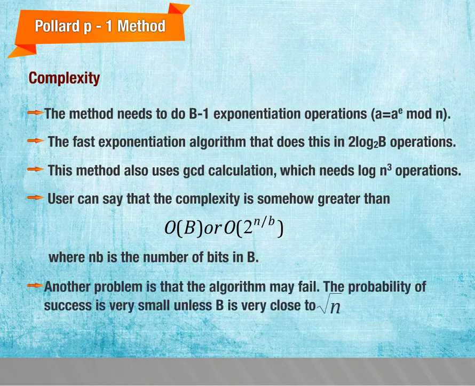Another problem is that the algorithm may fail. The probability of success is very small unless B is very close to square root of n.